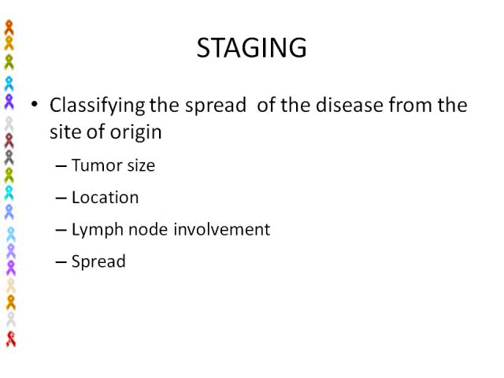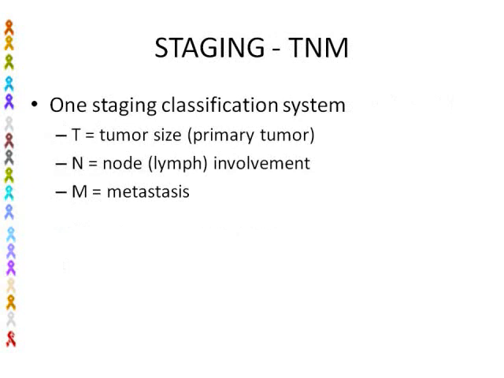Now we have staging and grading. Let's first talk about staging. It's a way of classifying the spread of the disease from the site of origin. And we look at the tumor size, the location, where is it? Do we have lymph nodes involved? Has it spread to the lymph nodes? And has it spread to other parts of the body yet? Those four things are looked at when we stage the disease. Say, how far along are we in the process? Sometimes we stage using the TNM classification system. T meaning tumor size, N meaning lymph node involvement, the N is for node, and M for metastasis.